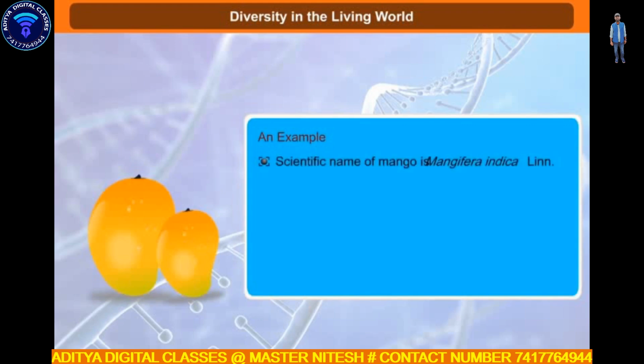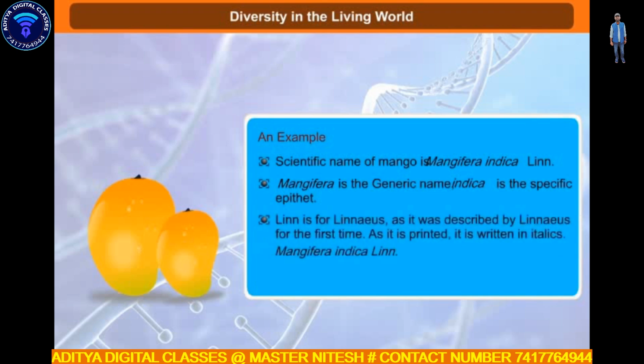An example: the scientific name of mango is Mangifera indica Linn. Mangifera is the generic name. Indica is the specific epithet. Linn is for Linnaeus, as it was described by Linnaeus for the first time. As it is printed, it is written in italics. If handwritten, this can be written with Mangifera and indica underlined separately.